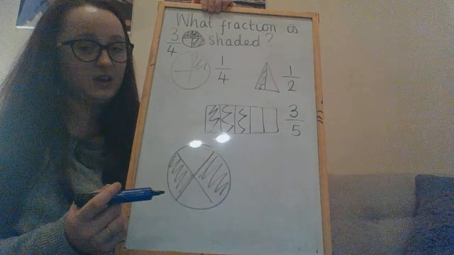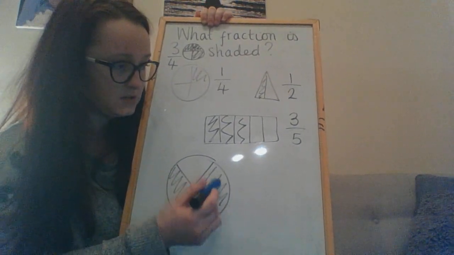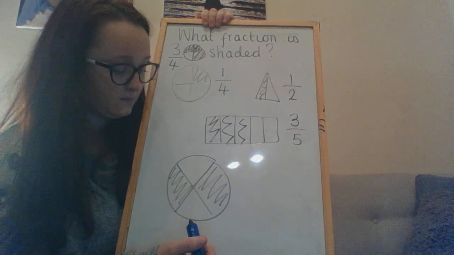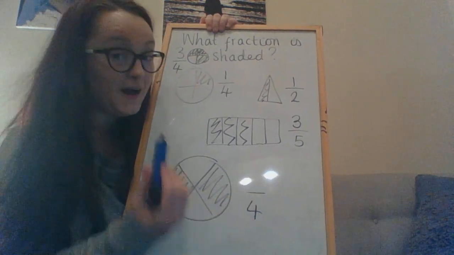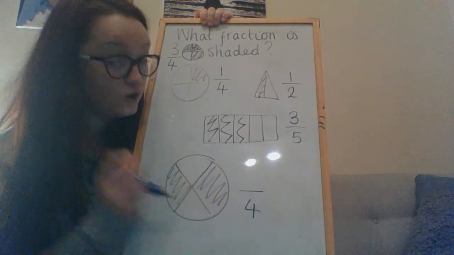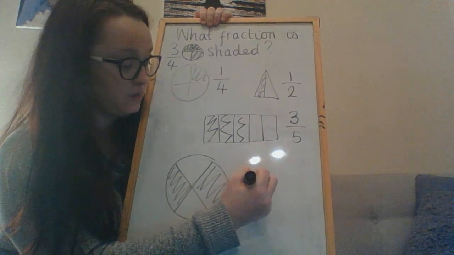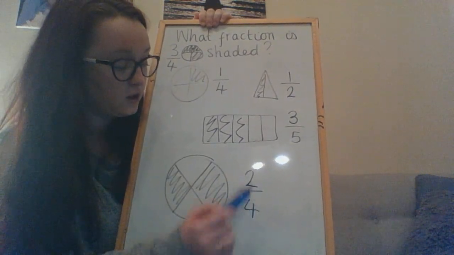Now my last one here, my circle. How many pieces are in my circle altogether? 4. So 4 is my denominator. But how many is shaded? I have 2 that are shaded. So I'm going to put 2 there. 2 is my numerator, 4 is my denominator, 2/4 altogether.